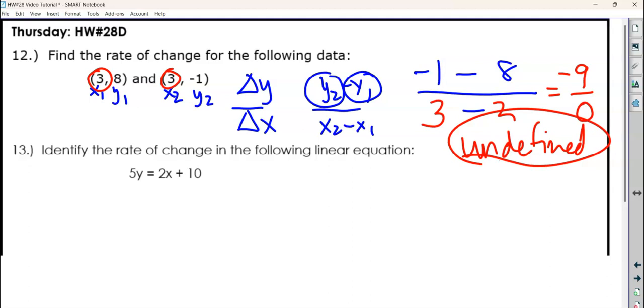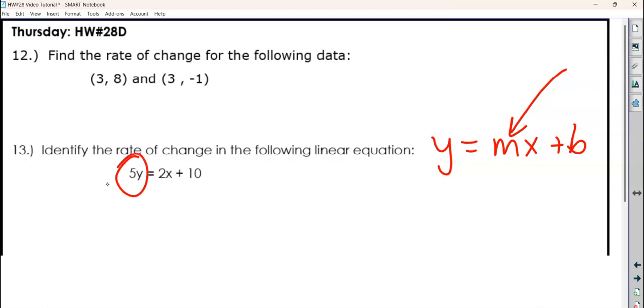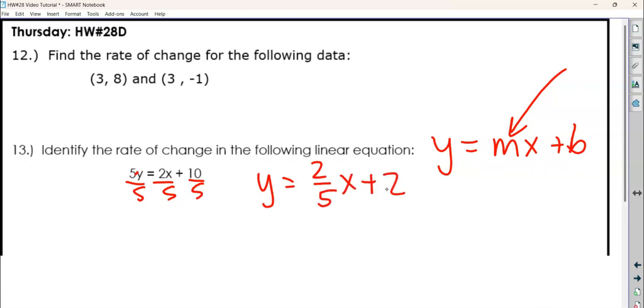All right, question number 13. Identify the rate of change. The rate of change is this number in the coefficient of x position. But that only happens if your y is by itself, which our y is not. So I get rid of timesing by 5 by dividing everybody by 5. And now I can identify, using my eyeballs, the correct rate of change. The rate of change, ROC, is 2/5.